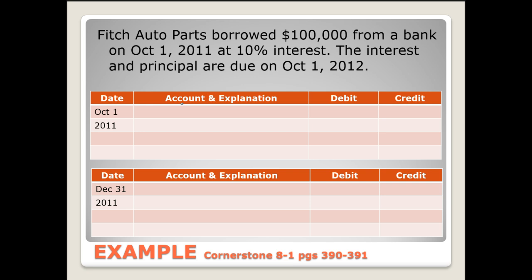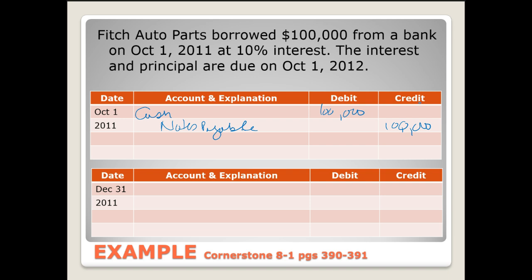What would have happened? Well, Fitch Auto Parts on that day received $100,000 in cash, so that would be a debit to cash of $100,000. And it now owes that money to the bank in a year from now, so it would be a notes payable credit of $100,000 because the notes payable is a liability account.